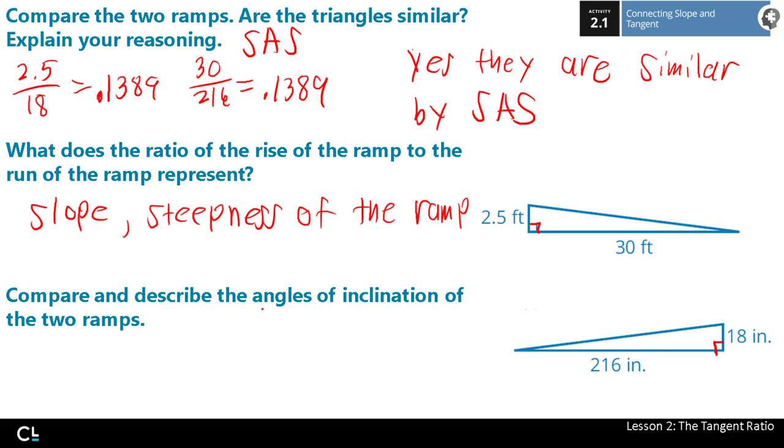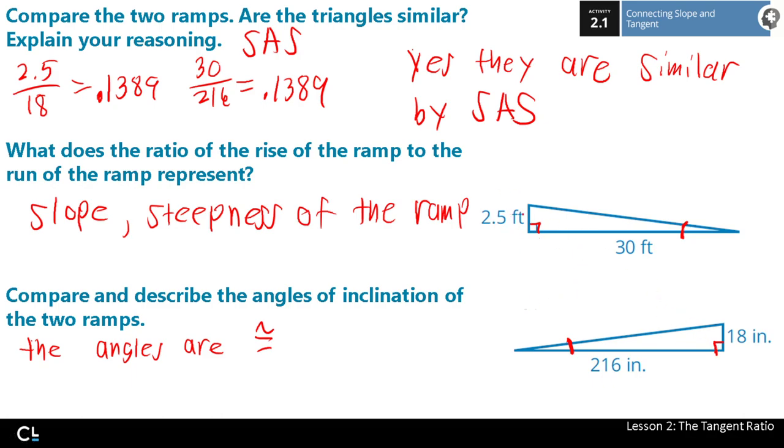And this says compare and describe the angles of inclination of the two ramps. Well, if these have the same steepness, we might be able to assume that these angles here are also congruent. But we also know that they have to be, right? Because these two triangles are similar. In similar triangles, their corresponding angles are congruent. The angles are congruent.